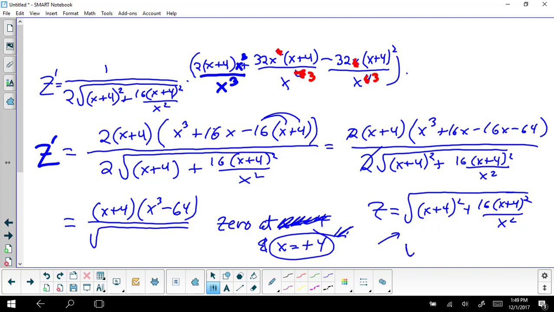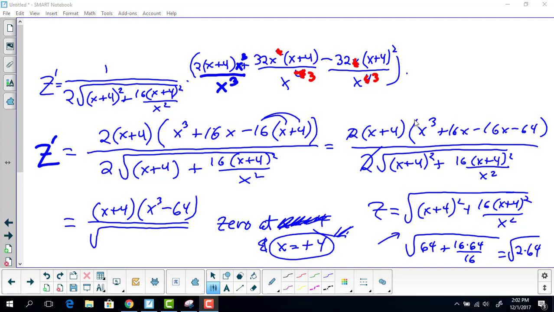So that should be the square root of 64 plus 16 times 64 over 16, so that the 16s will cancel out. It looks like the square root of 2 times 64 should probably be the answer to this problem. And so this is the answer to your problem.